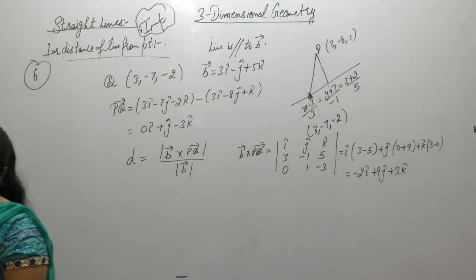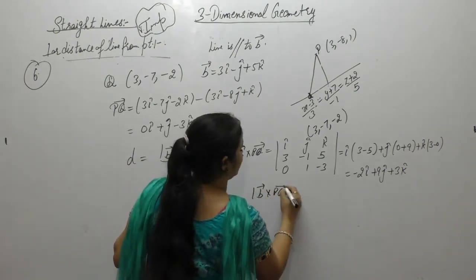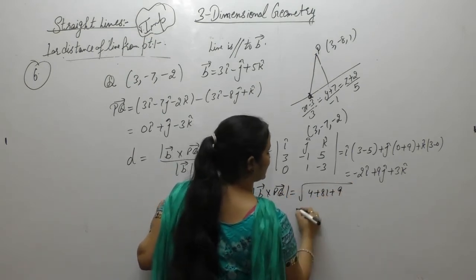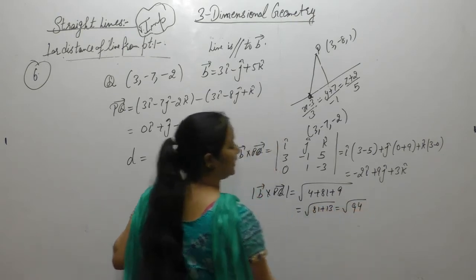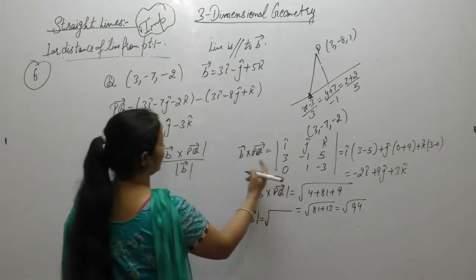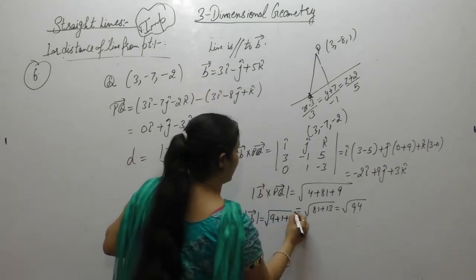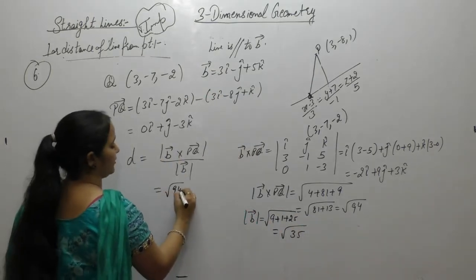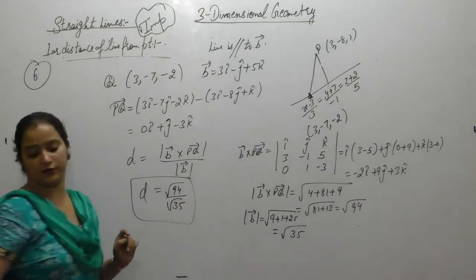Now we want to find the magnitude of this. So magnitude of B vector cross PQ vector is minus 2 square, 9 square and 3 square. So 4 plus 81 plus 9, 94. Now we want to find the value of magnitude of B vector: 3 square, minus 1 square and 5 square, square root of 35. So D is square root of 94 upon square root of 35.